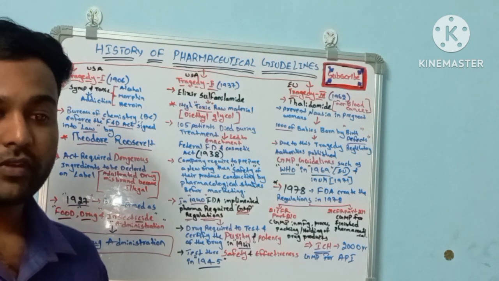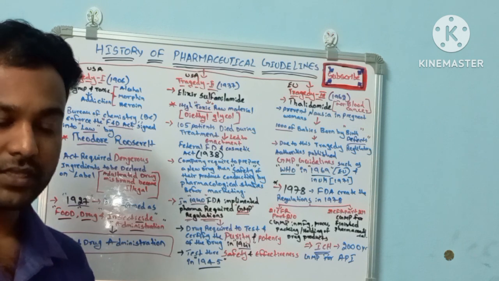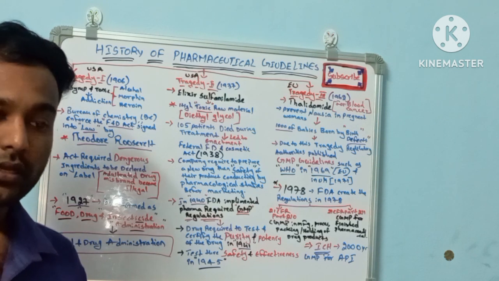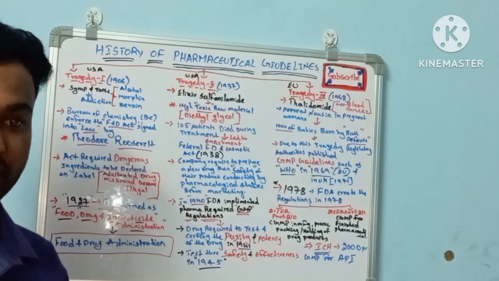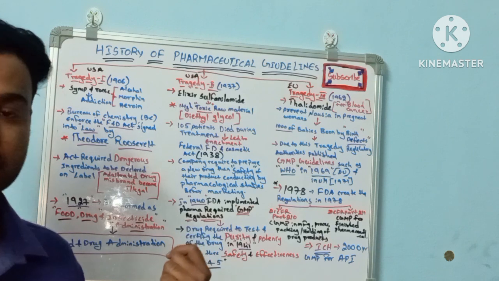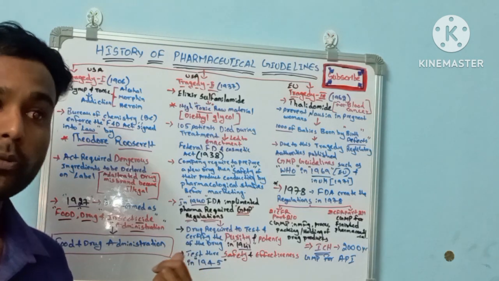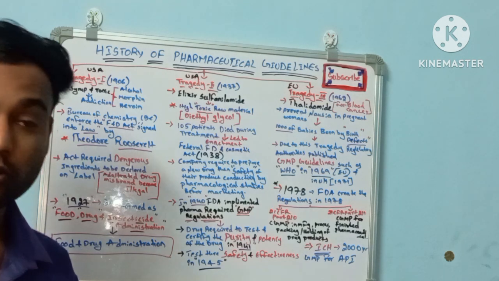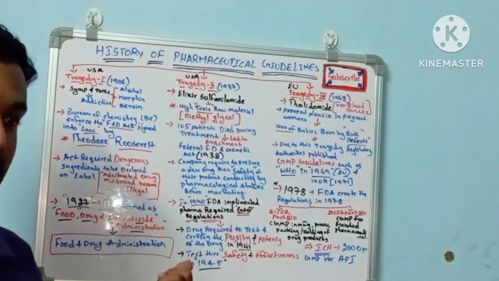For example, we are manufacturing one tablet. How do we manufacture it? What resources and what equipment can we use to manufacture the product? Everything will be explained by the guidelines in good manufacturing practices, including how to manufacture a product in a good way. That is the main aim of good manufacturing practices.